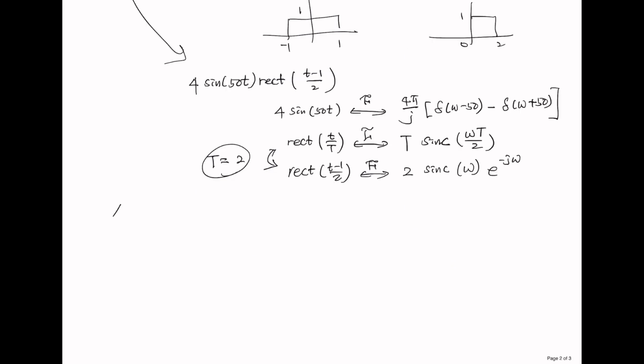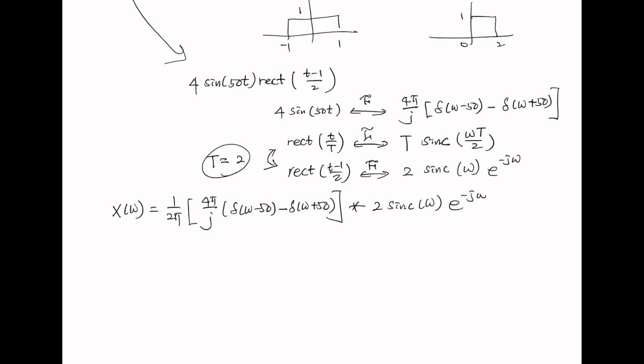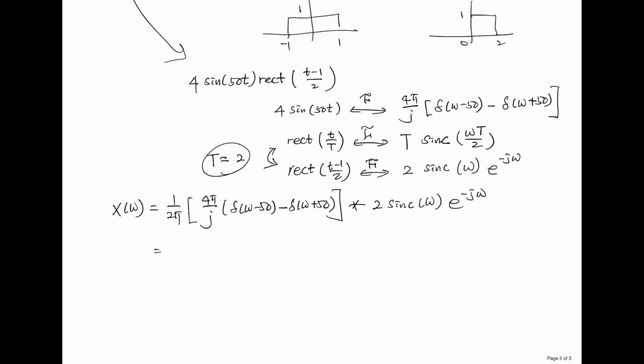Now, if we do X of omega, that is 1 over 2 pi, and then the first signal convolution with the second signal. So the first signal, 4 pi over j, and delta omega minus 50 minus delta omega plus 50. Convolution with the second signal, 2 sinc omega e to the negative j omega. Similarly to what we did in the previous exercise, we're going to do this convolution and then this convolution. And then 4 pi over 2 pi, which is 2.